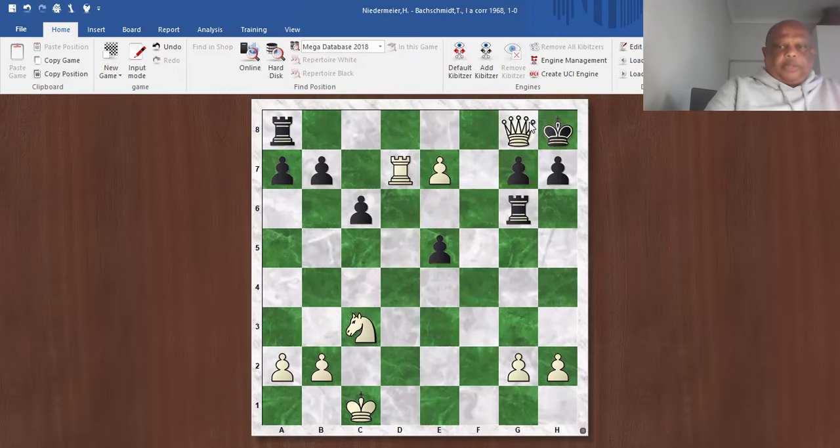Check. And how does the opponent take? If they take with the king, we shall play rook d8 check, king f7, queen. So they have to take with the rook.